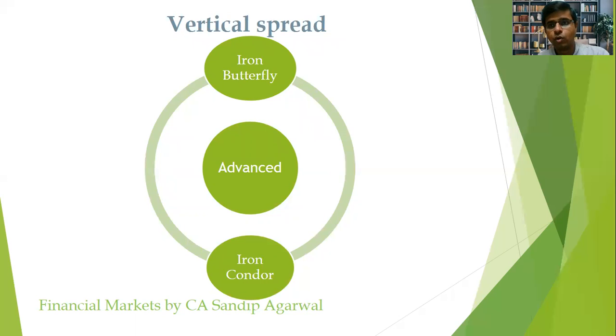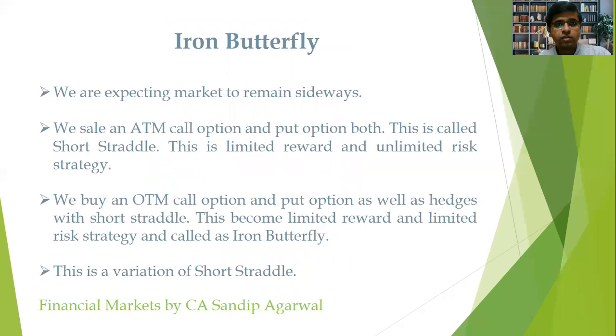Now that strategy also had a limited reward and unlimited risk. If somebody wants to convert this limited reward and unlimited risk strategy into a limited reward and limited risk strategy, then there is a variation of that short strangle, which is called the iron condor. I will cover this strategy as well with the help of an example in the payoff graph in the next few slides. So what is iron butterfly?